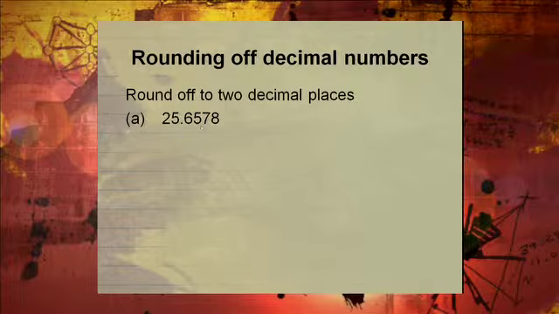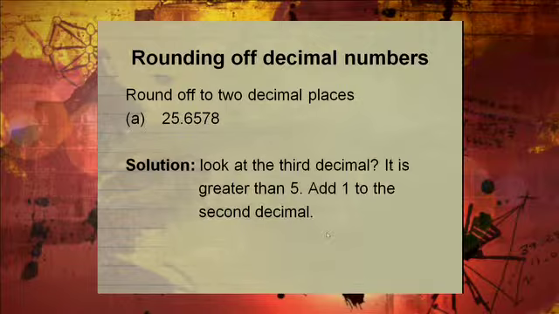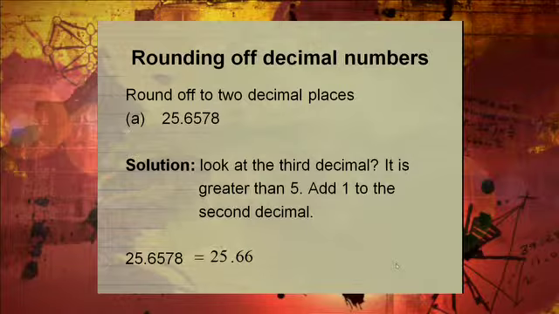So this will roughly be, look at this, what I've been explaining. Look at the third decimal, which is 7. Then add 1 to the second decimal. Then you're expecting 25.66. That must actually be the answer. Look at that. Beautiful, beautiful. 25.66. Decimals, easy.